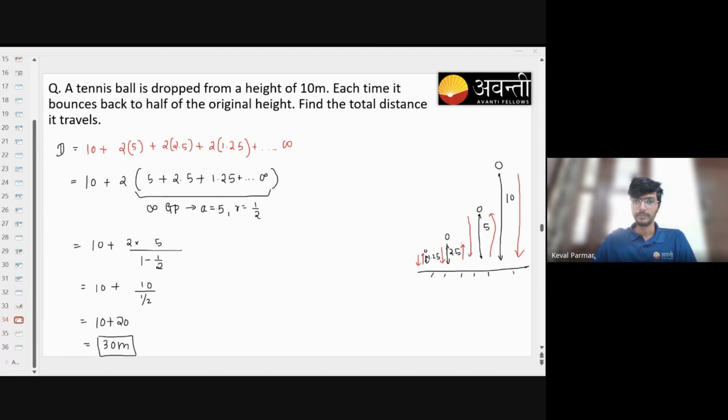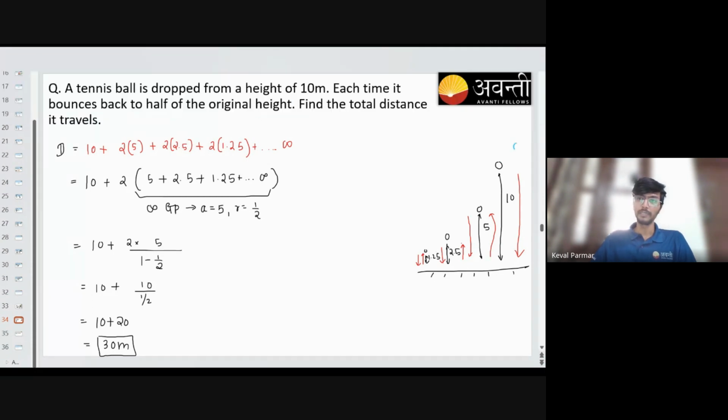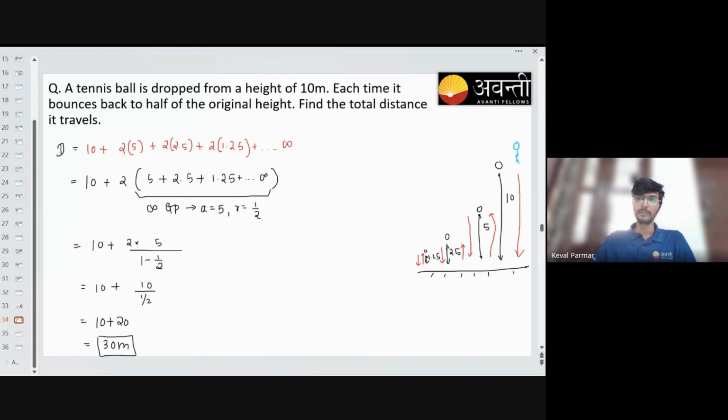Sir, once again explain. Acha, you didn't understand? Okay, okay, fine. I'll explain it. Assume that you have the ball. On the first drop, if you drop the ball the first time, the ball will travel a distance of 10 meters.